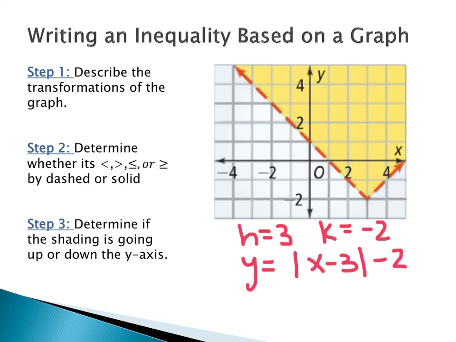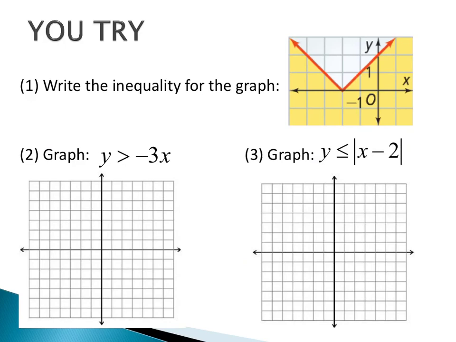Now, because I am a dashed line, that means I'm not going to have an equal to symbol, and I'm shading towards the positive values of y, so it's going to be greater than. So y greater than the absolute value of x minus 3 minus 2. No equal to because it's dashed, and it's greater because I'm shading towards the positive y values. And again, you could pick a test point if you would like to verify. Give these problems a try.